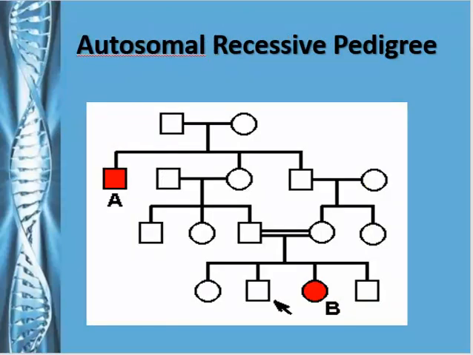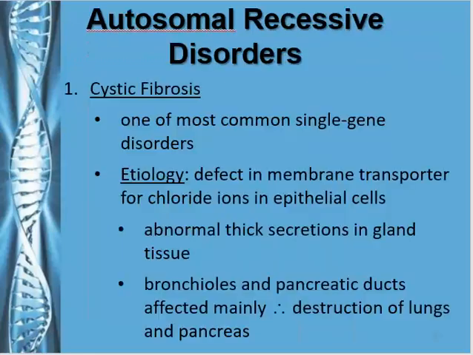So autosomal recessive kind of works like this. So it skips a generation before it can manifest. Now, it doesn't skip a generation if somebody that's affected with the disease has children with a carrier or another affected person.